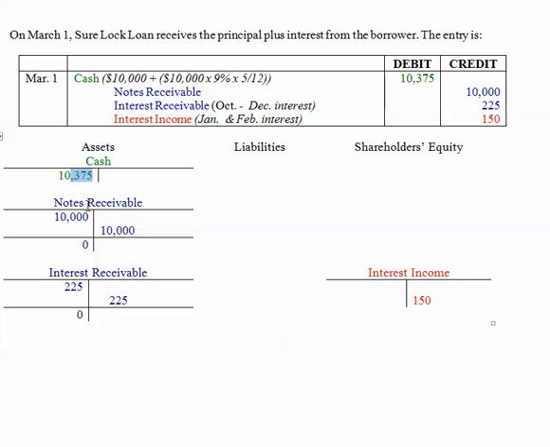So if you look at the entry again, our debits equal our credits. You're getting $10,375. You're getting your principal back. You're getting the interest that you recorded in the prior period because of accrual accounting, and you're recording the last 2 months, January and February, for a full 5 months worth of interest.